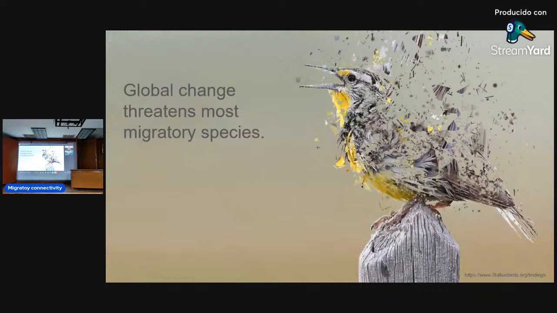When we think about global change as a threat, we can think about threats at the individual level. Some examples of these are a migratory bird colliding with a window or getting eaten by a cat. These individual level threats can scale up to impact populations, but we also have population level threats that affect migratory birds. These are threats that act on very broad geographic scales, such as climate change. And so the combination of these individual level threats and population level threats scale up to impact migratory birds.